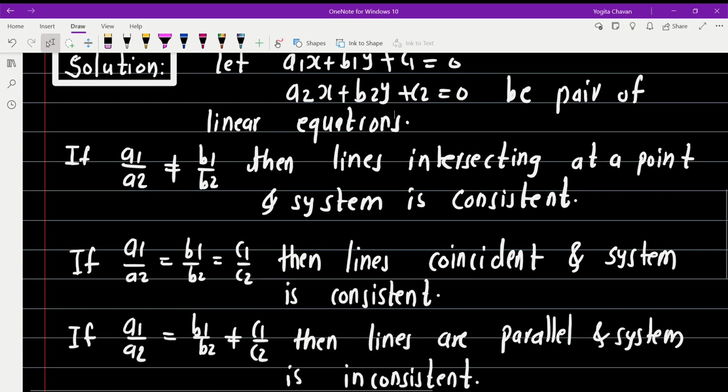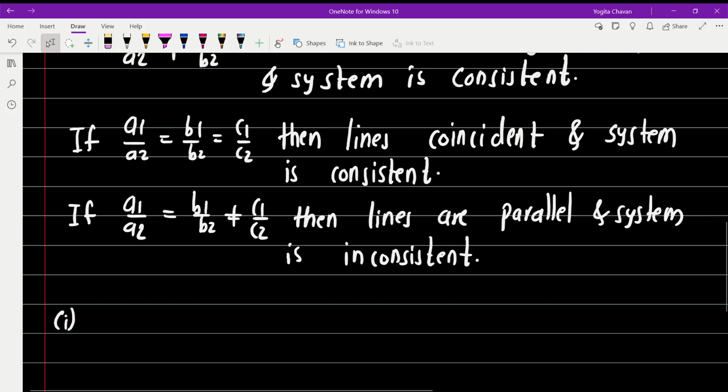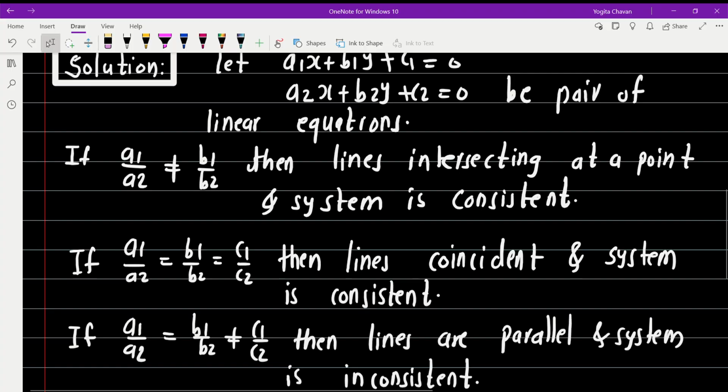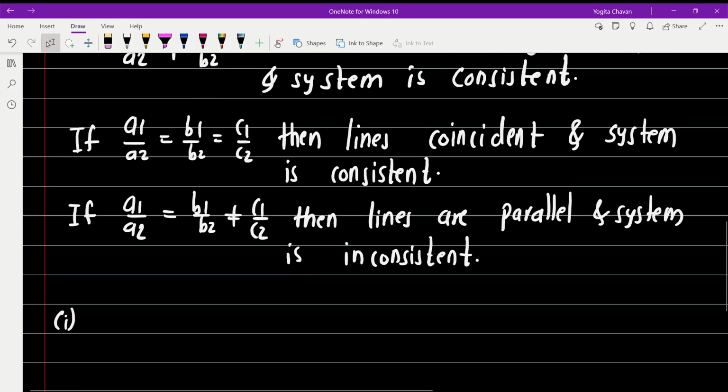If three ratios are equal, then also system is consistent. And if a1 upon a2 is equal to b1 upon b2 and is not equal to c1 upon c2, then system is inconsistent. Okay. In first two cases, system is consistent. In only last case, system is inconsistent. Now look at the first case.